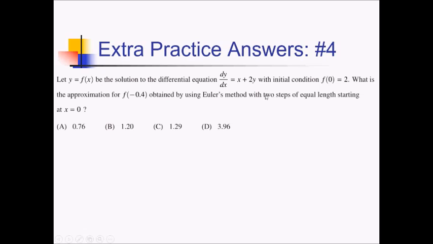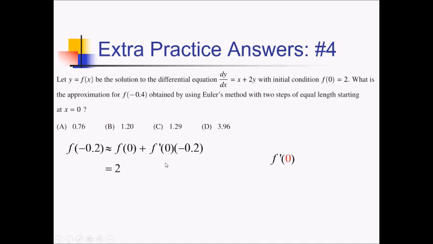So let me just start by doing f of negative 0.2. So that's going to be f of 0 plus f prime of 0 times our step size of negative 0.2. F of 0, they told me, that was 2.